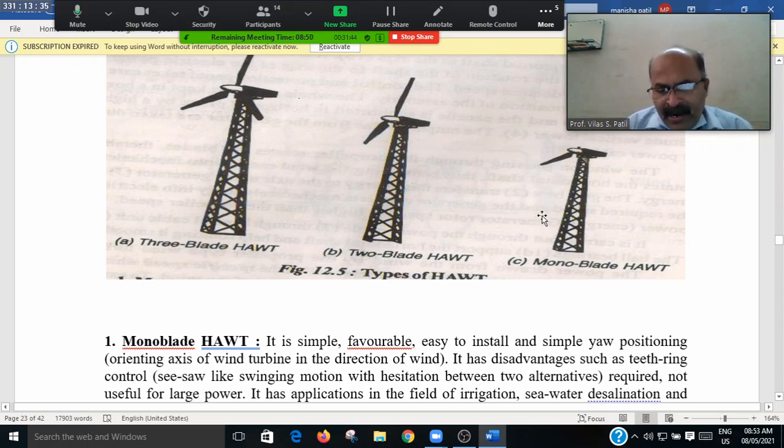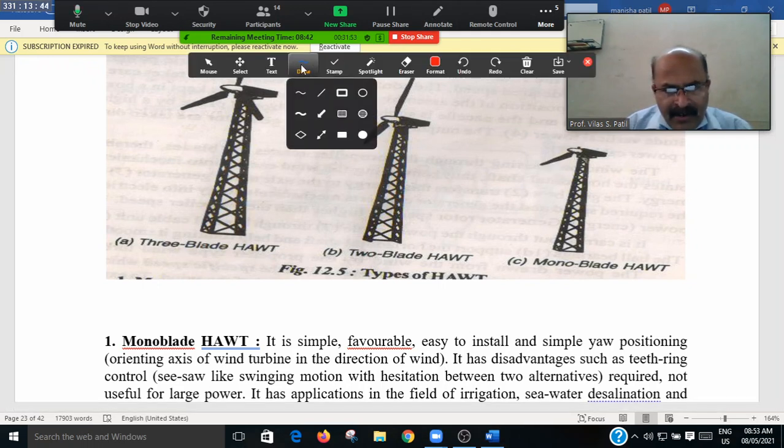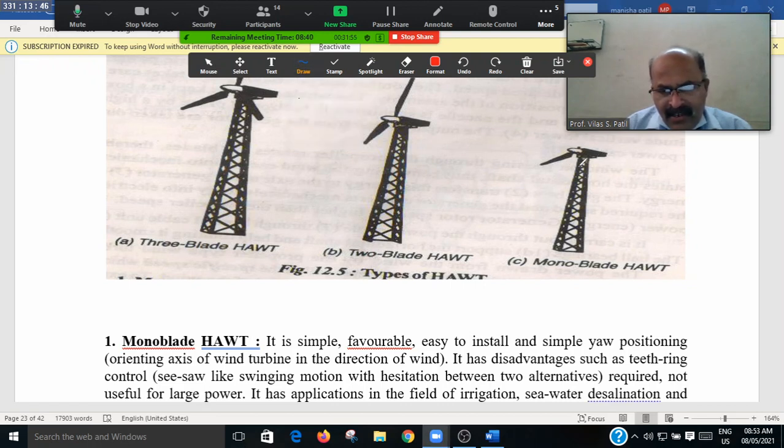This is the monoblade HAWT. This is the tower. This is the hub. Let me annotate. See, this is the tower. It may be of steel or it may be of cement concrete. This is the nacelle.